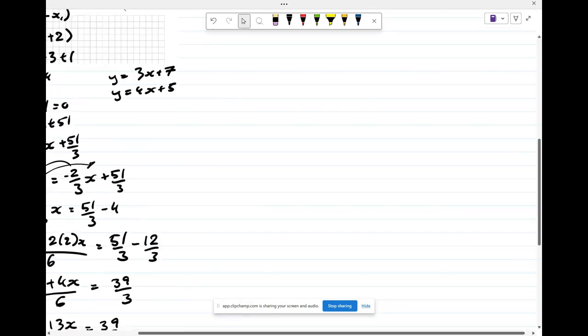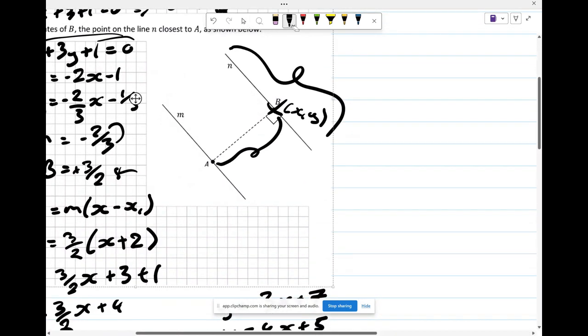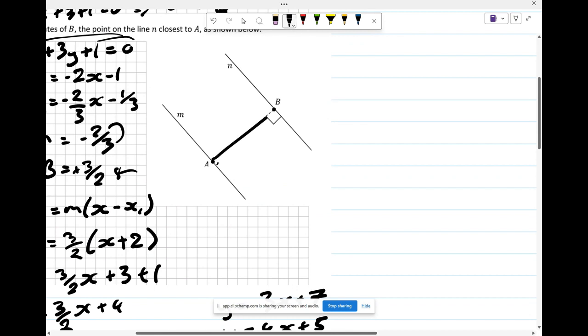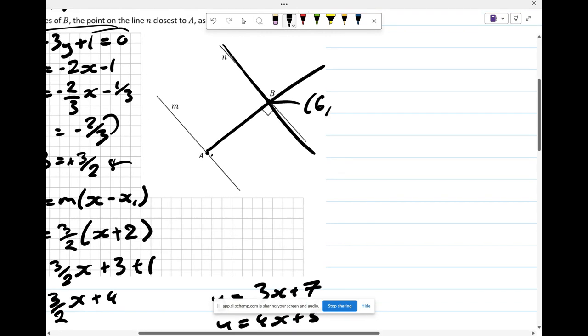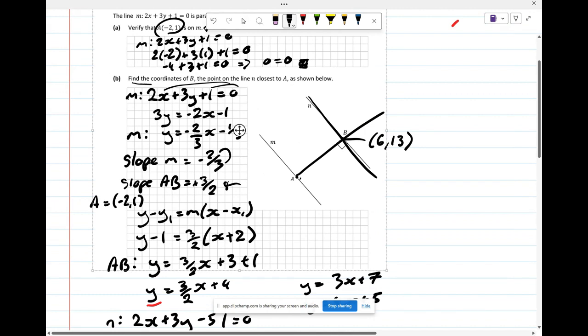So the point of intersection, let's go all the way back up, of the line AB and the line N, this point here, B, is going to be (6, 13). And that's the answer. Find the coordinates of B: (6, 13).